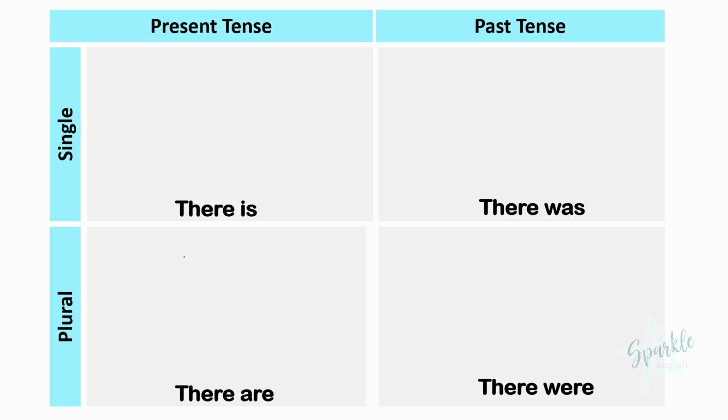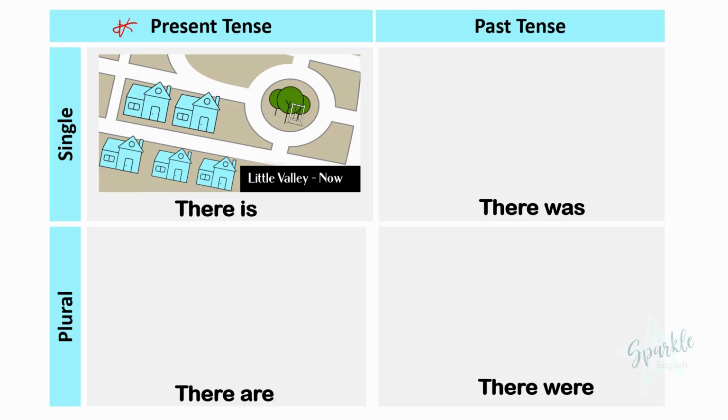So now I want to talk to you about the difference between there is, there are, and there was, and there were. We have been talking about there is and there are, which we use in the present tense. Let's look at this picture, for example. This is a picture of a town called Little Valley. There is one park in Little Valley. We use there is because it's only one park. It's a singular noun.